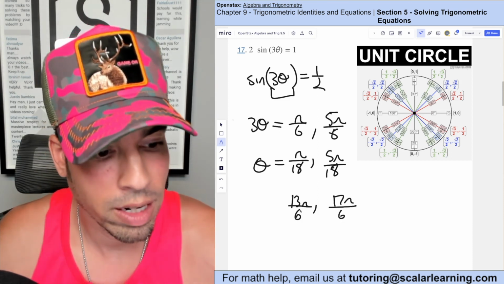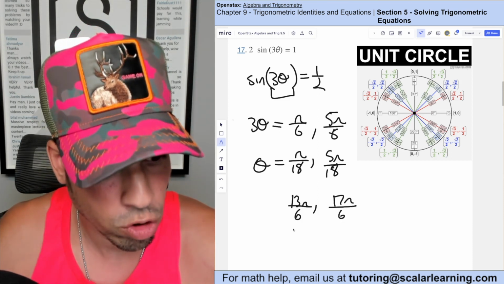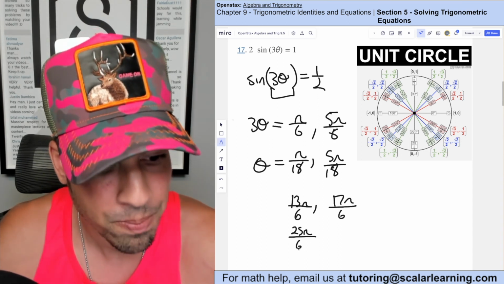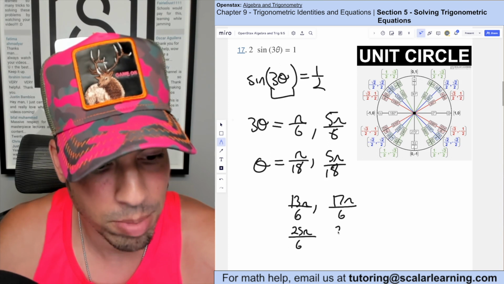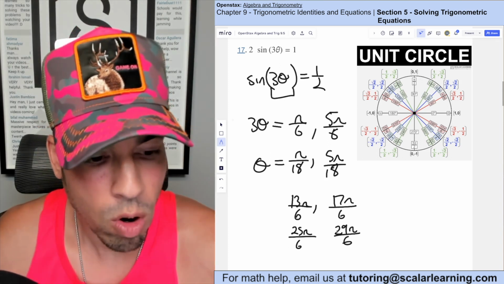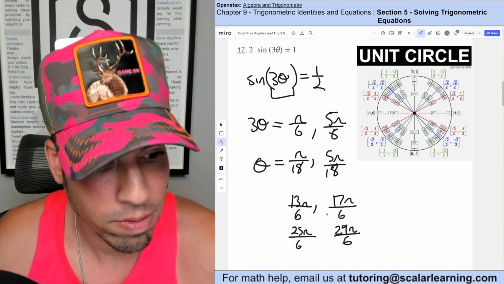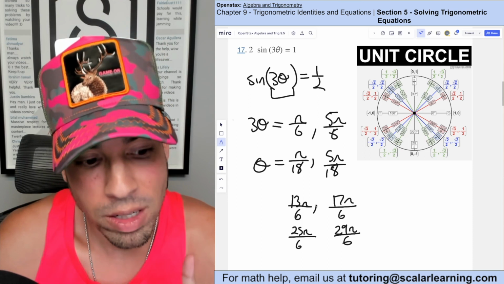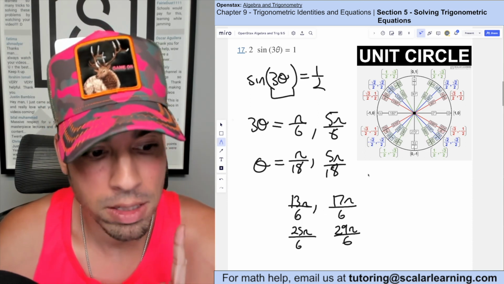And then we can do it again. 13 pi 6 is coterminal with 25 pi 6, adding 12 over 6 pi, right? And then this one would be adding again, it'd be 29 pi over 6. And again, all 4 of these will have to be divided by 3, because these are all potential values of 3 theta. So we're going to stop here, and I'm going to show you why. It's going to make sense once I finish this.